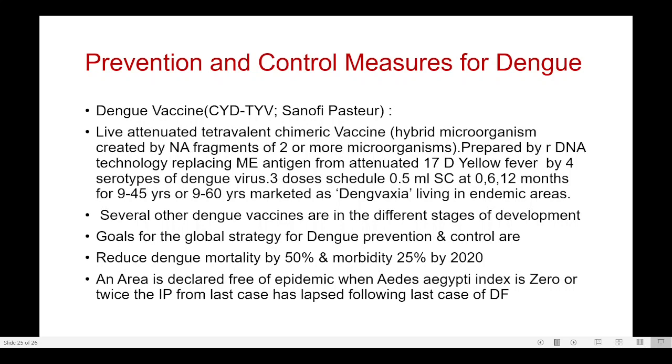If it is 0, then that area is declared to be free from epidemic, or twice the incubation period from the last case of dengue has lapsed following the last case of dengue fever. If these 2 criteria are maintained, then that area is declared to be free from dengue epidemic.